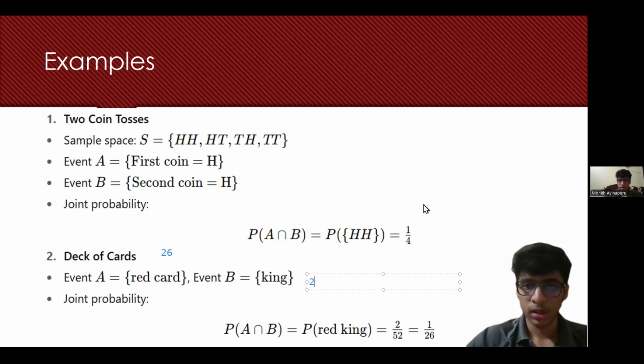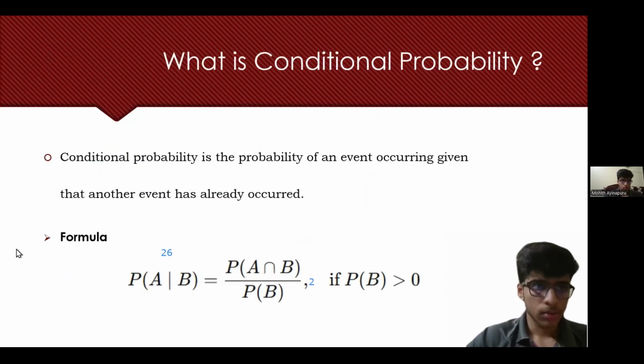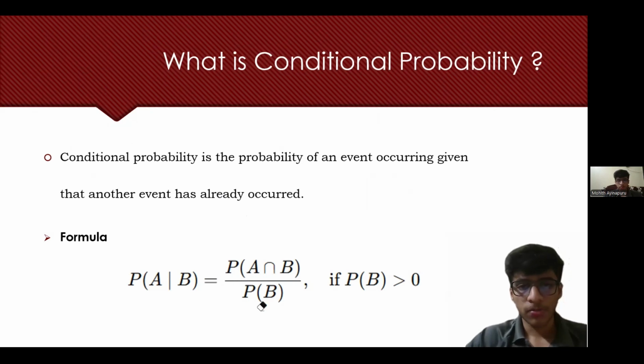So moving to the next slide. What is conditional probability? Conditional probability is the probability of an event occurring given that the other event has already occurred. So if we see this formula, B has already occurred, and we are going to find the probability after the occurrence of B. The occurrence of B is affecting the probability of occurrence of A, P of A by B.